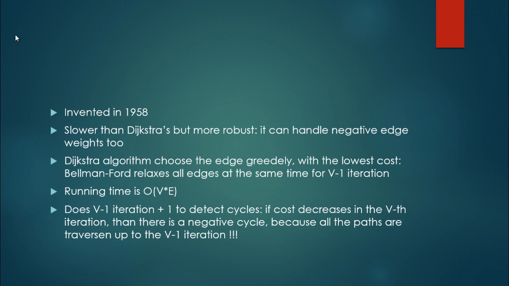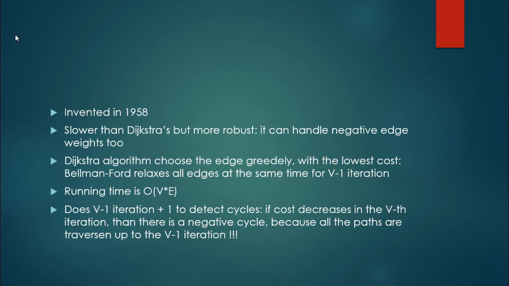So Dijkstra's algorithm chooses the edge greedily with the lowest cost, and it is proved to be a good solution. But Bellman Ford relaxes all the edges at the same time for v-1 iterations, where v is the number of vertices in our graph. So we do not keep going from vertex to vertex and keep the relaxation process. We keep relaxing all of the edges at the same time.